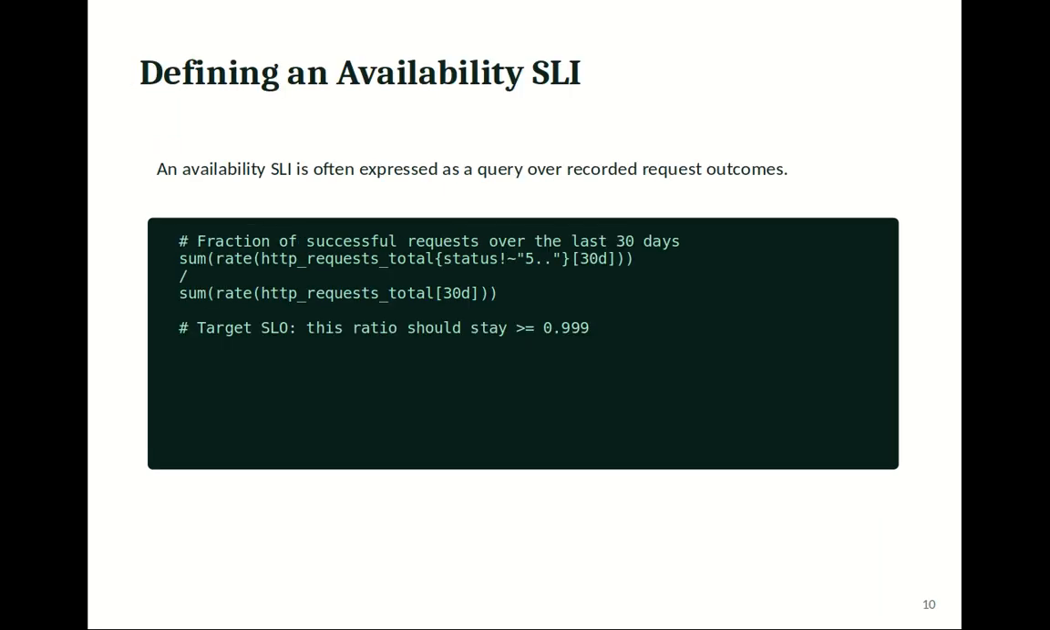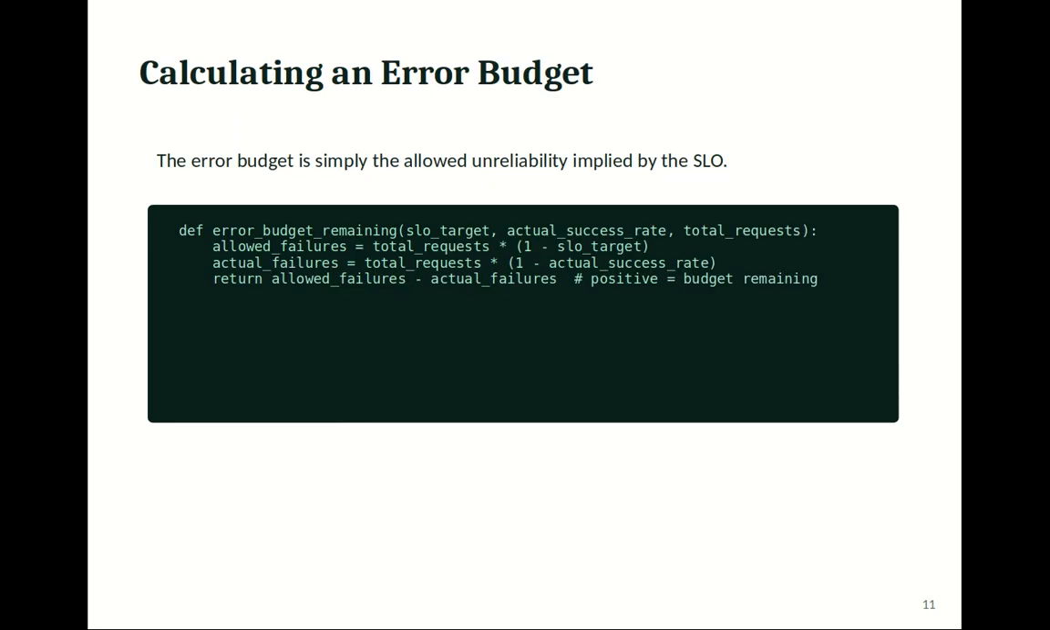Defining an availability SLI. An availability SLI is often expressed as a query over recorded request outcomes. Calculating an error budget. The error budget is simply the allowed unreliability implied by the SLO.